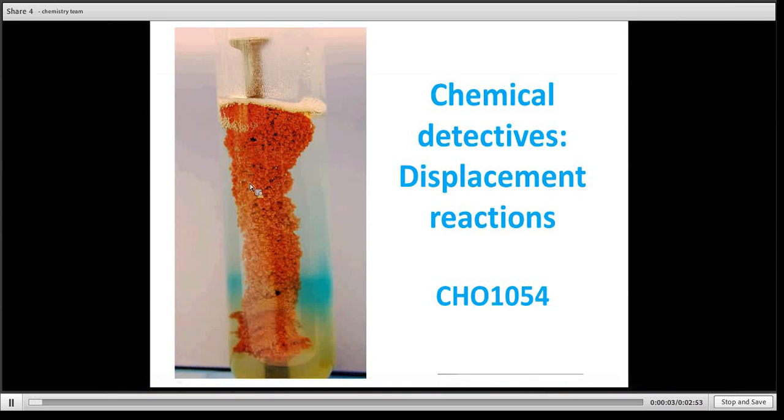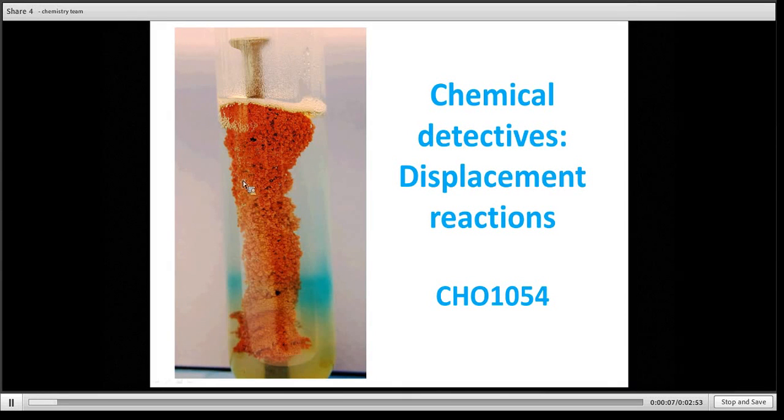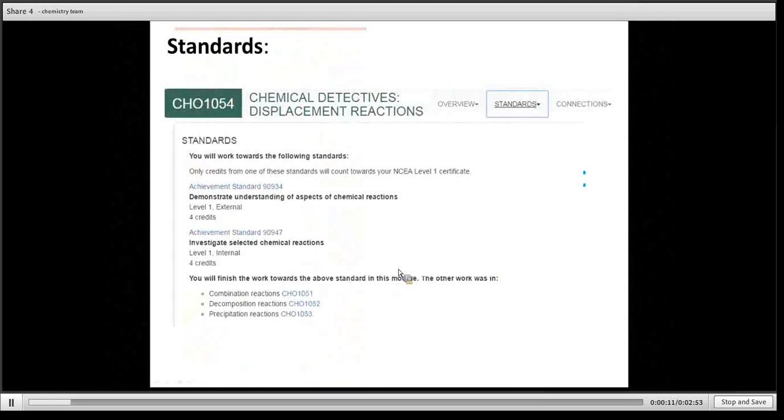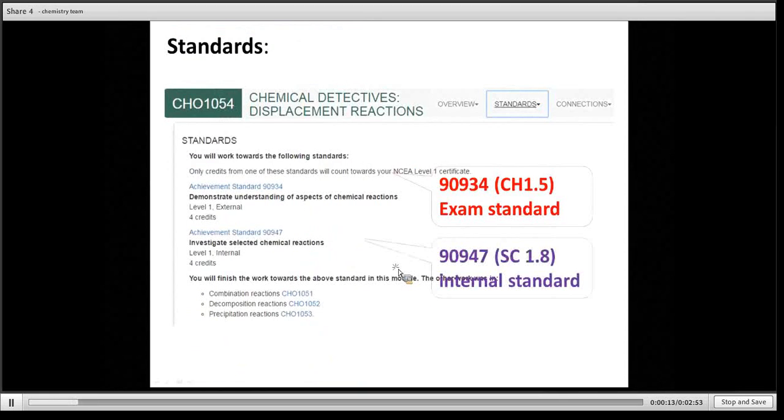Kia ora and welcome to this final module of the Chemical Detective series, and this time we're going to look at displacement reactions. As you should know, you're working towards two standards of which you choose one of them, and you will decide at the end of the session. One is an exam standard and one is an internal.